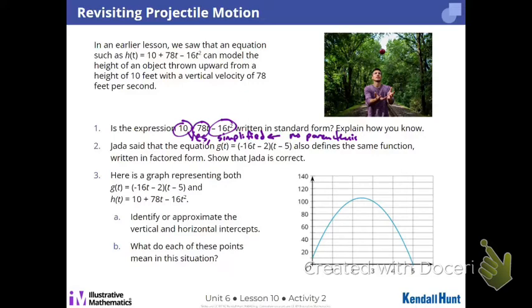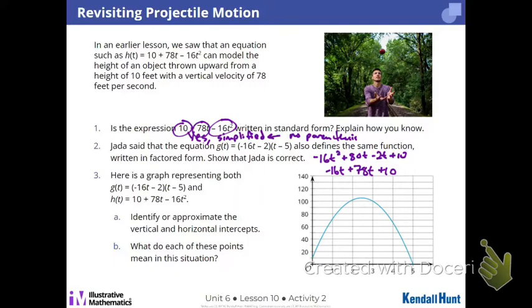Now, who can tell me how they tested out this factored form to see if it was the same? Yeah, Sean. I distributed the -16t. Okay, so when you distribute, you get -16t squared plus 80t minus 2t plus 10. Yes. And then Jada's pretty smart. When we combine like terms, we get the same expression, right? It's in a different order, but it's the same thing, right? Okay, so Jada is right.